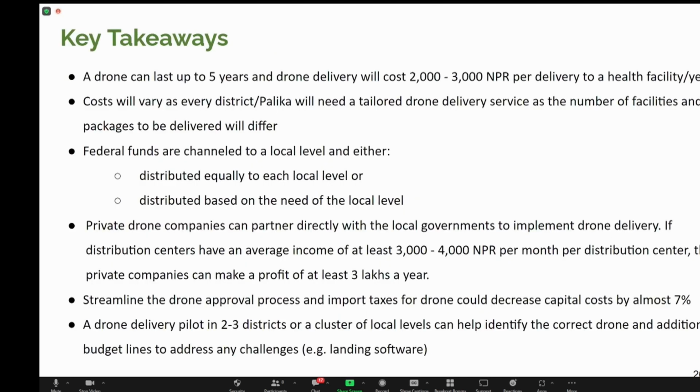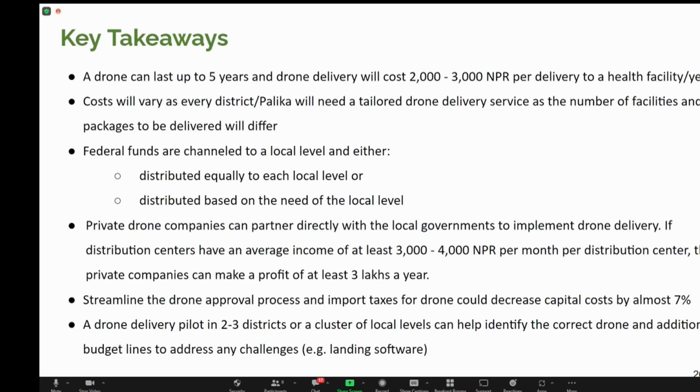Some of the key takeaways that we have is that the life cycle of a drone is usually 5 years, which is why we've done a 5-year cost model. And overall, we're looking at 2 to 3,000 NPR per delivery to a health center in those 5 years. The costs will vary at every district.